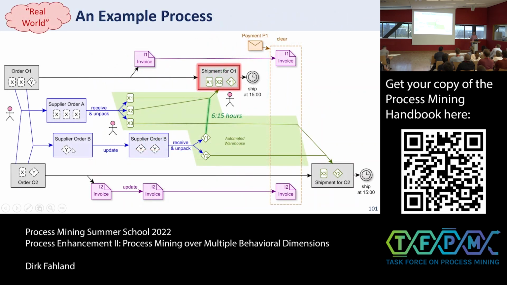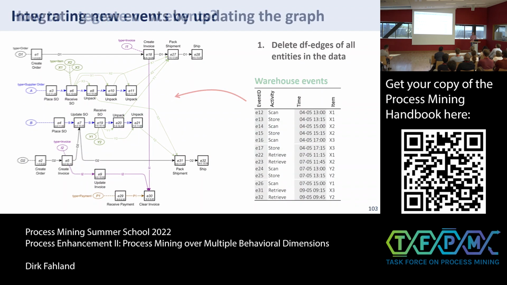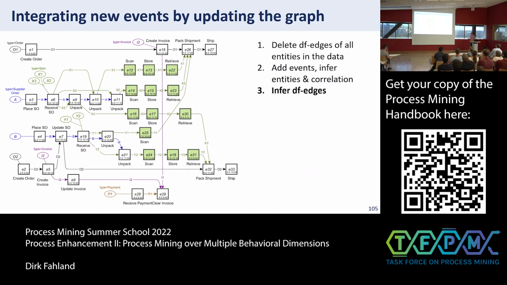And that's because we have this warehouse in the background that was also doing things. I didn't show this to you yet. So here's more data from the warehouse. Can integrate this into the graph by deleting all the directly follows edges of the items that I have so far, adding more events, correlating them, adding the new directly follows relation. Then I have a graph, and I extend it with new information.